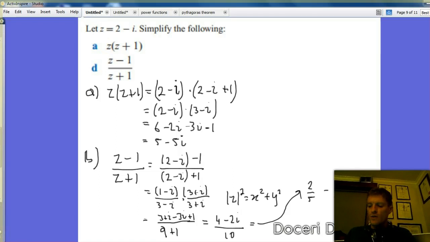Okay, so that's the extent of what we're covering for this session on complex numbers, and I'd like to leave the rest up to you. Thank you very much.